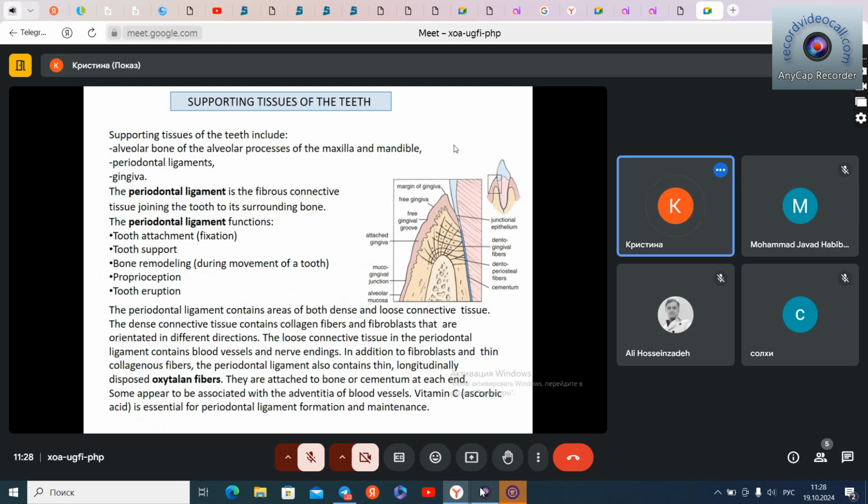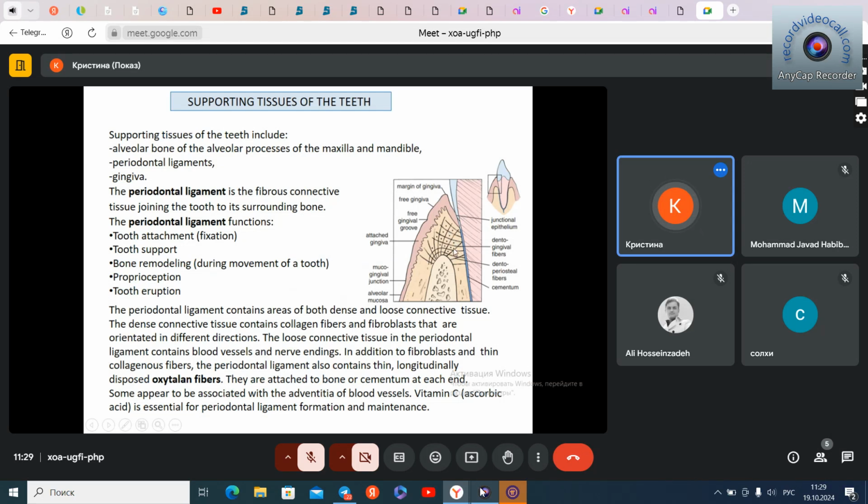Supporting tissues of the tooth, parodont, they include alveolar bone, the periodontal ligament, and the gingiva. So here we see the connection between the tooth and the gingiva and the bone of the alveolar socket. Enamel is attached to the epithelium of the gingiva with the help of the junctional epithelium between them.